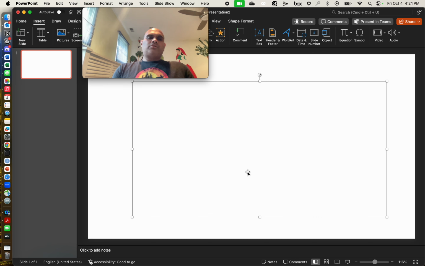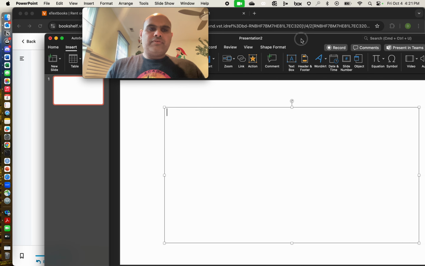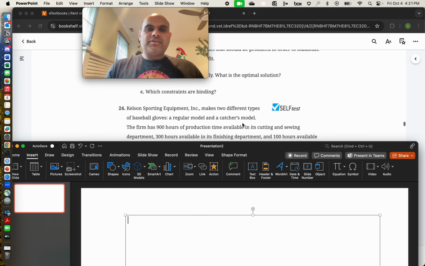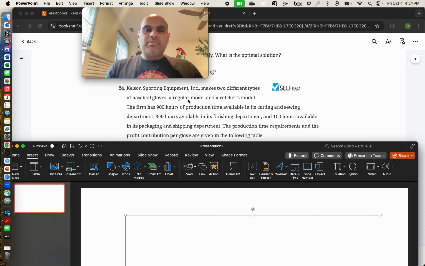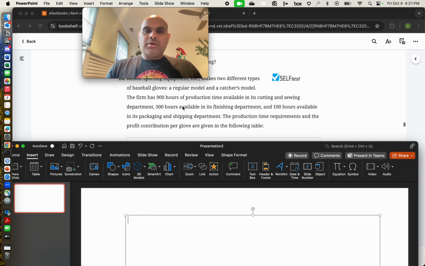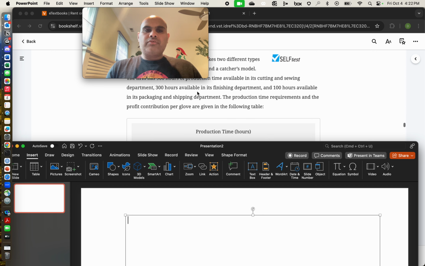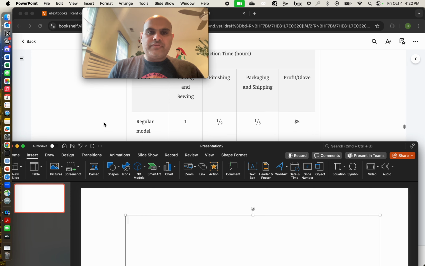All right. So as far as formulation is concerned, let's begin with the first portion. So the problem says you're making two types of baseball gloves, regular model and catcher model. The firm has 900 hours of production time for cutting and sewing, and 300 for the finishing, and 100 hours for packing and shipping. So this is again very similar to the tables and chairs problems that we did. Instead of having two different departments, you have three departments. That's pretty much the only difference.